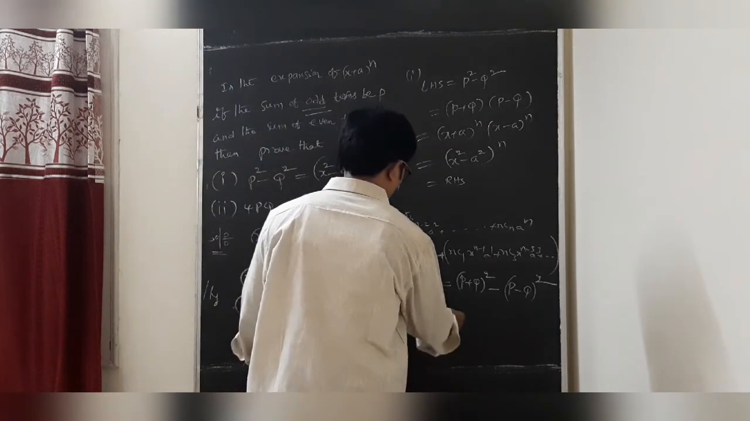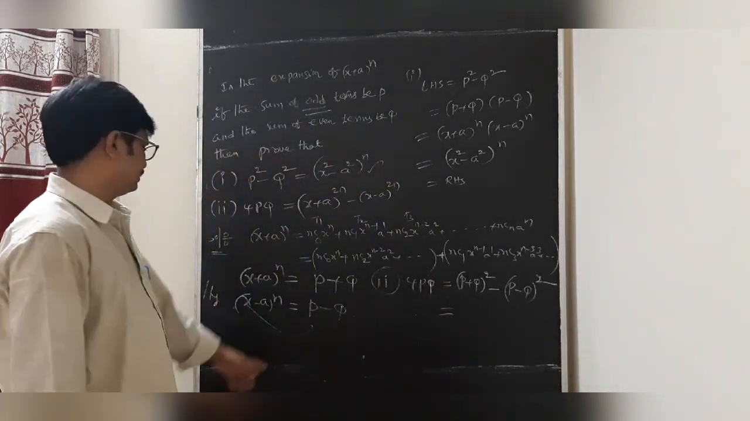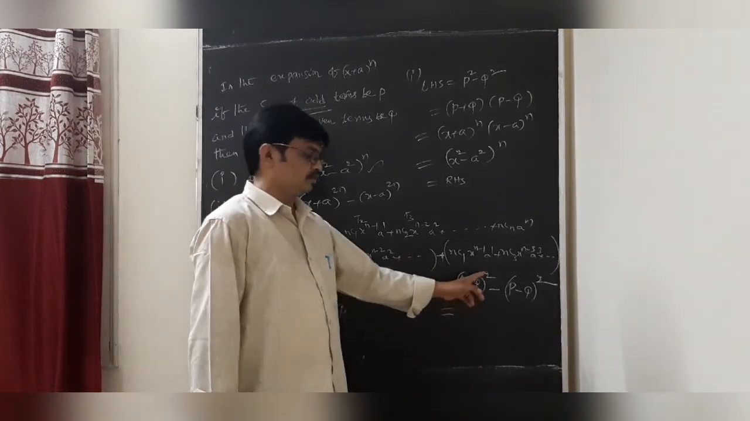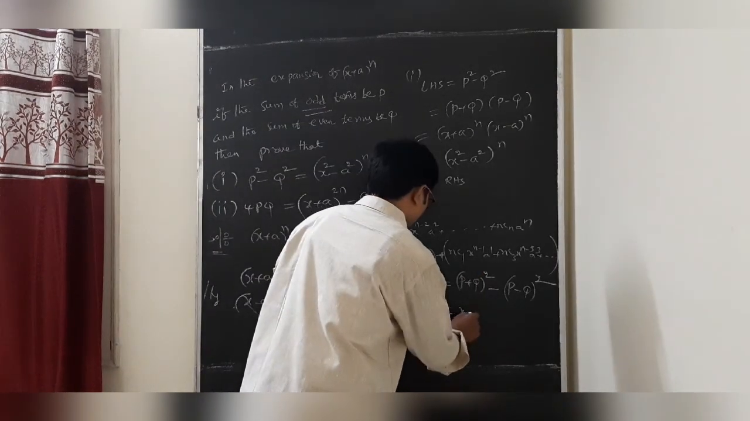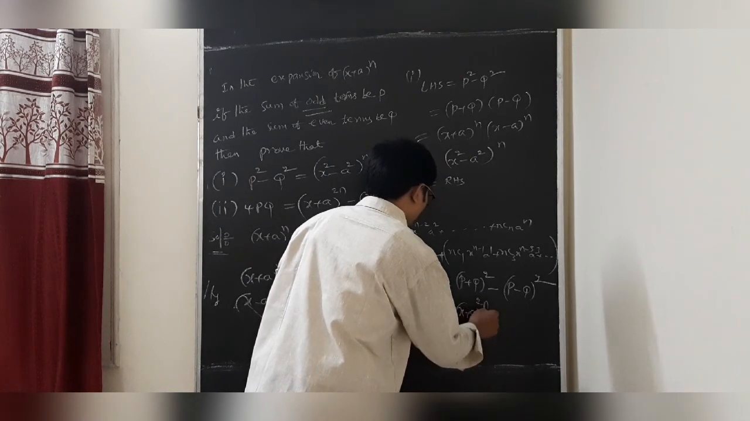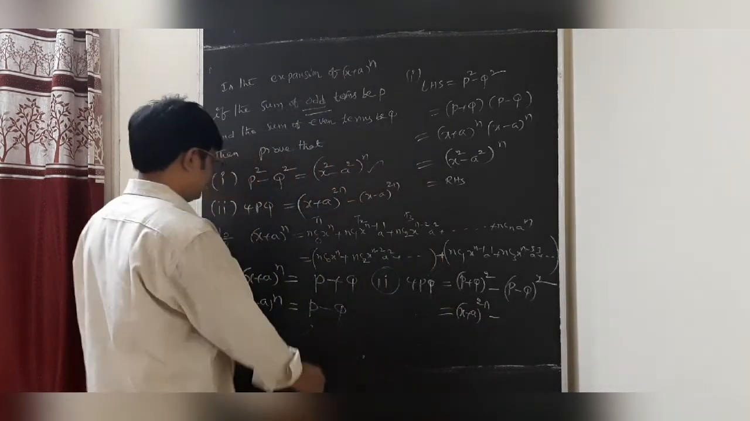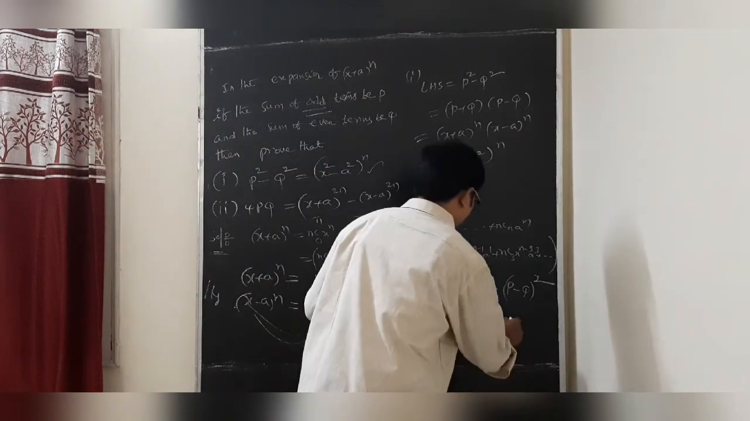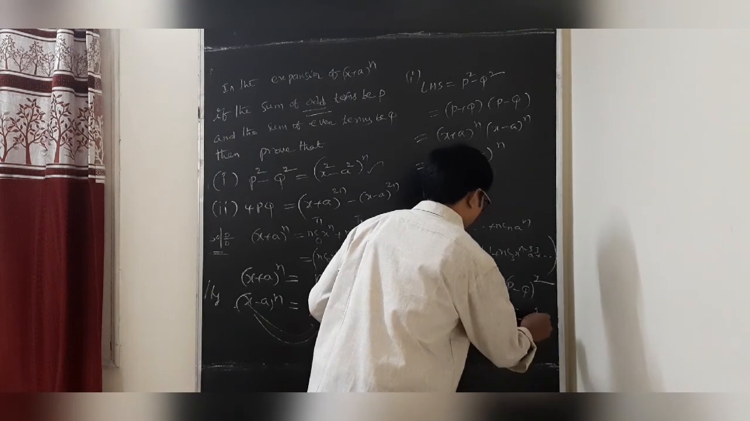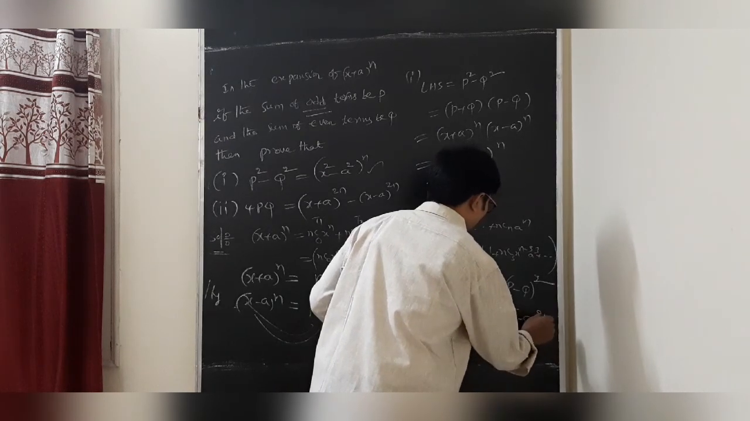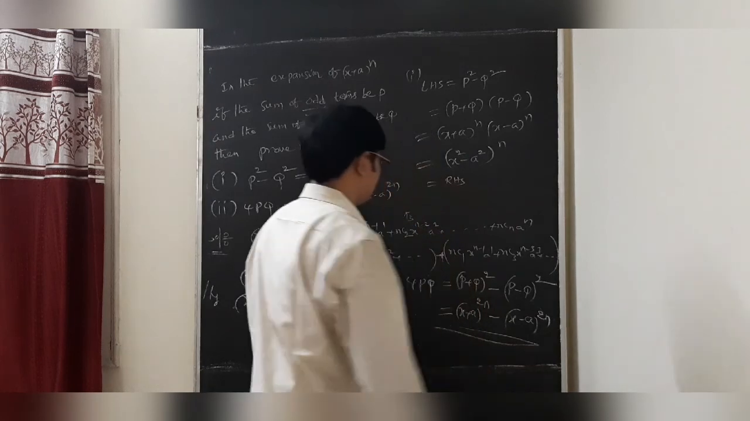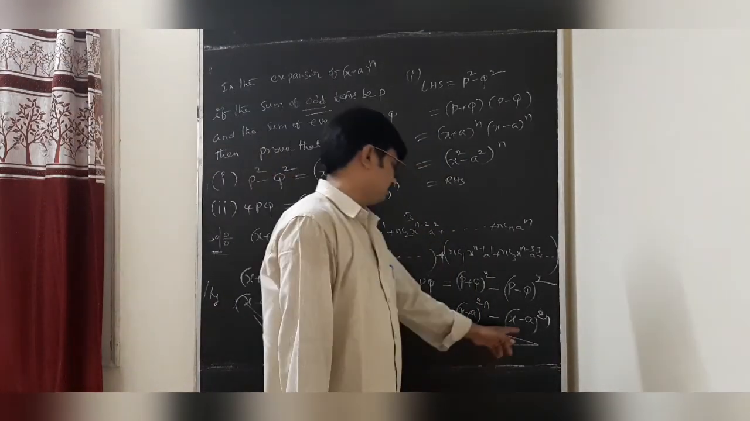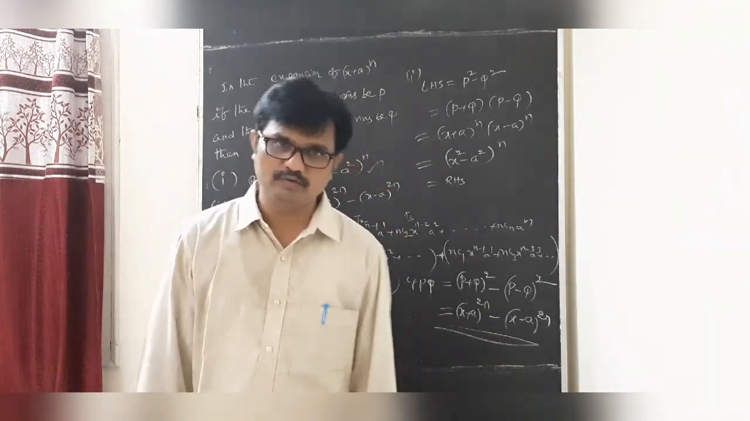So students, what is this? (x plus a) whole power n. So (x plus a) whole power n whole square is (x plus a) whole power 2n. This is (x minus a) whole square whole power n, this is (x minus a) whole power 2n. So students, (x plus a) whole power 2n minus (x minus a) whole power 2n.